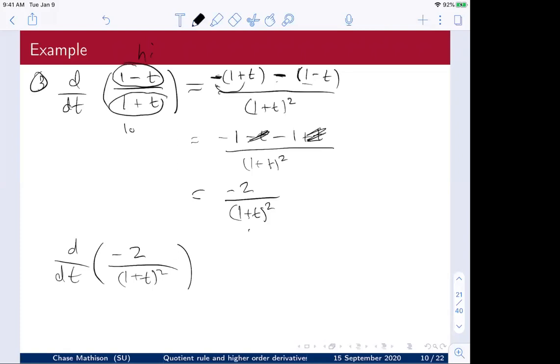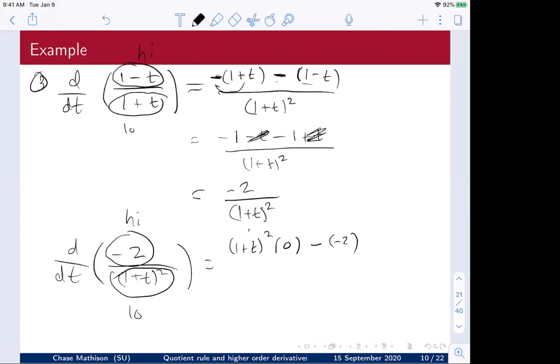Quotient rule again. So my low is 1 plus t squared. My high is minus 2. Or if you want, you could pull the minus 2 out in front. Constants just come along for the ride, but it doesn't really matter. But yes, d high is going to be 0 for this one. So when I use the quotient rule, I'm going to get, again, low d high. So low 1 plus t squared, d high is 0. Minus high, so minus 2.